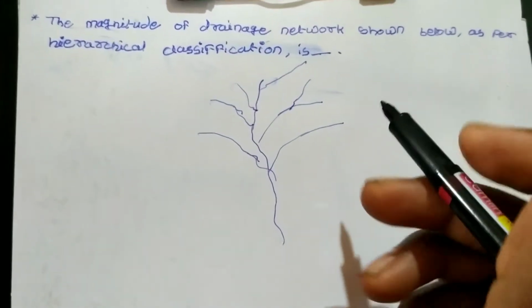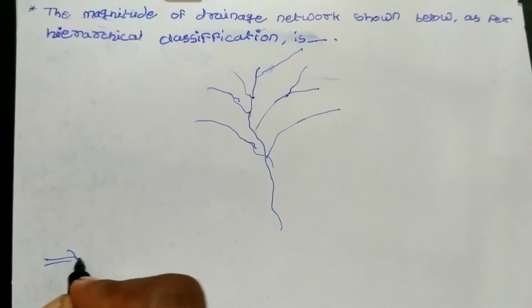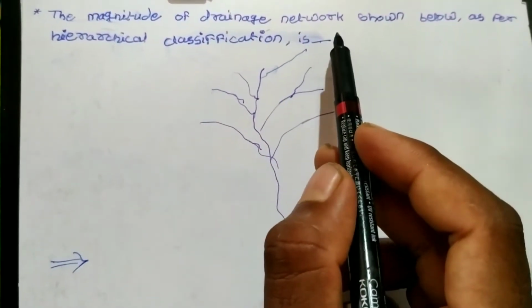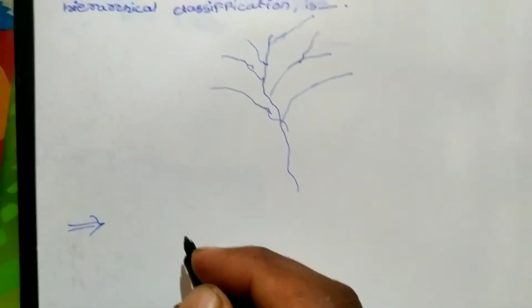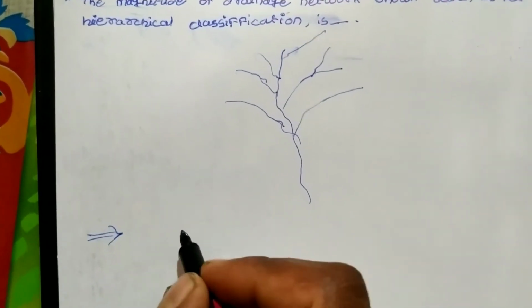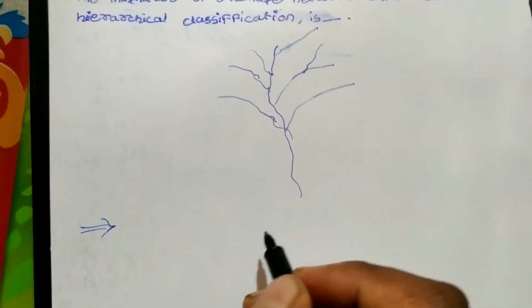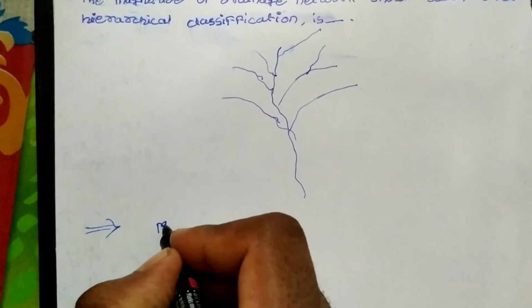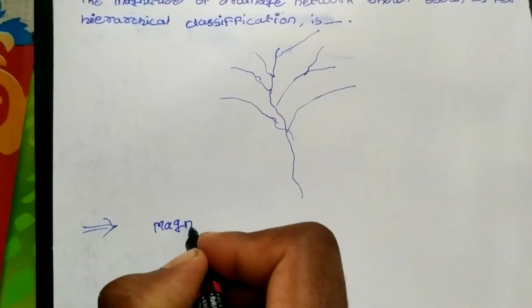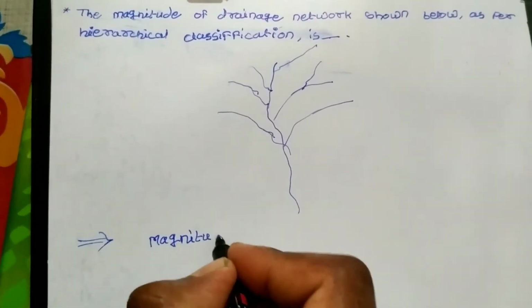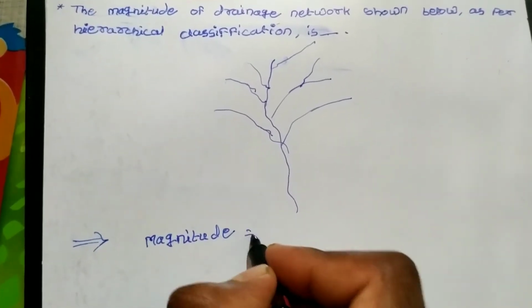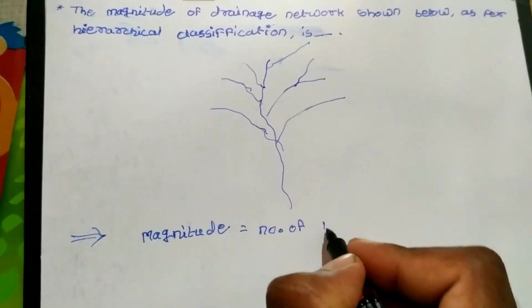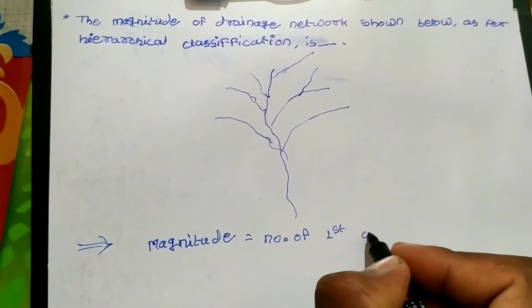What is being asked? The magnitude of the drainage network. So magnitude is asked, and we know what magnitude is. Magnitude is nothing but the number of first order streams. So magnitude equals the number of first order streams.